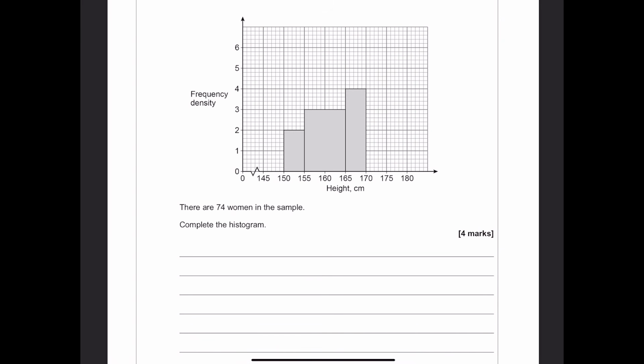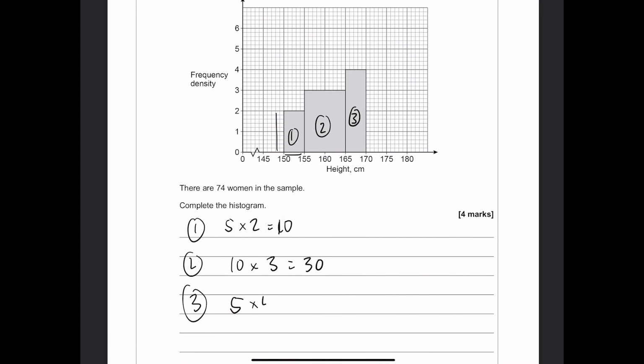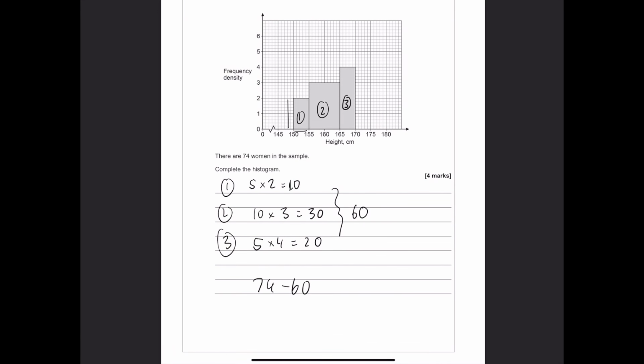Now the area of each of the bars is the frequency, or the number of people in the sample basically. So I'm going to label these 1, 2 and 3. For number 1 we have 5 multiplied by 2, which equals 10. So 10 people are in that category. For 2 we have 10 as the class width multiplied by 3, which is 30. And for 3, we have 5 multiplied by 4, which is equal to 20. Adding all those up, we have 60, and 74 minus 60 leaves 14 people.